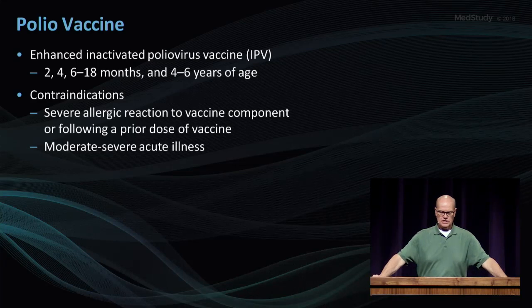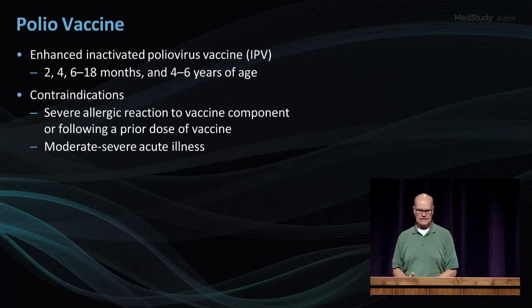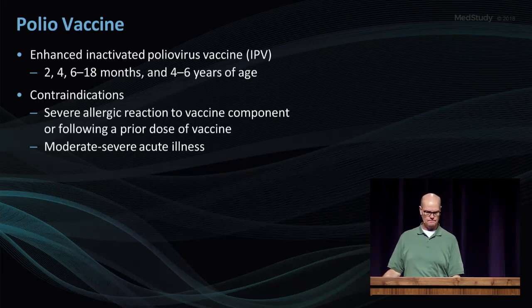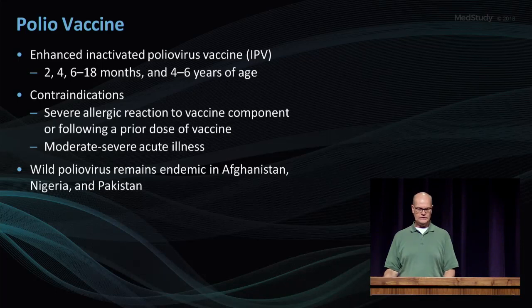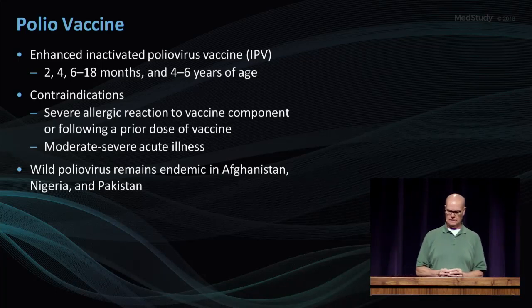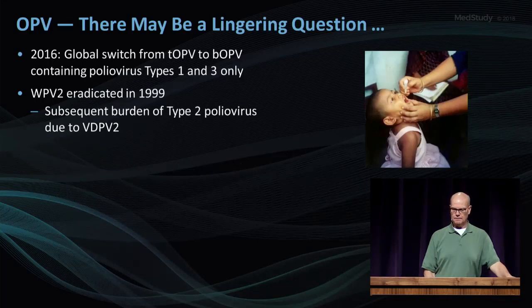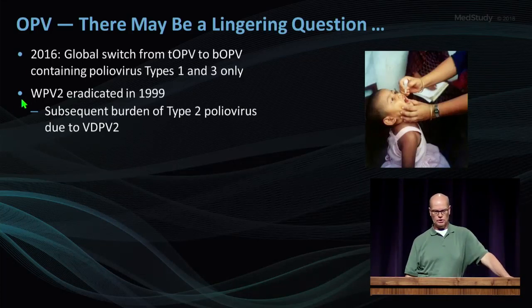The IPV vaccine is given at 2, 4, 6 to 18 months and 4 to 6 years of age. Here are the contraindications. Wild polio does remain endemic in 3 countries, unfortunately, and much of the polio that is now being seen is not wild, but related to the vaccine.